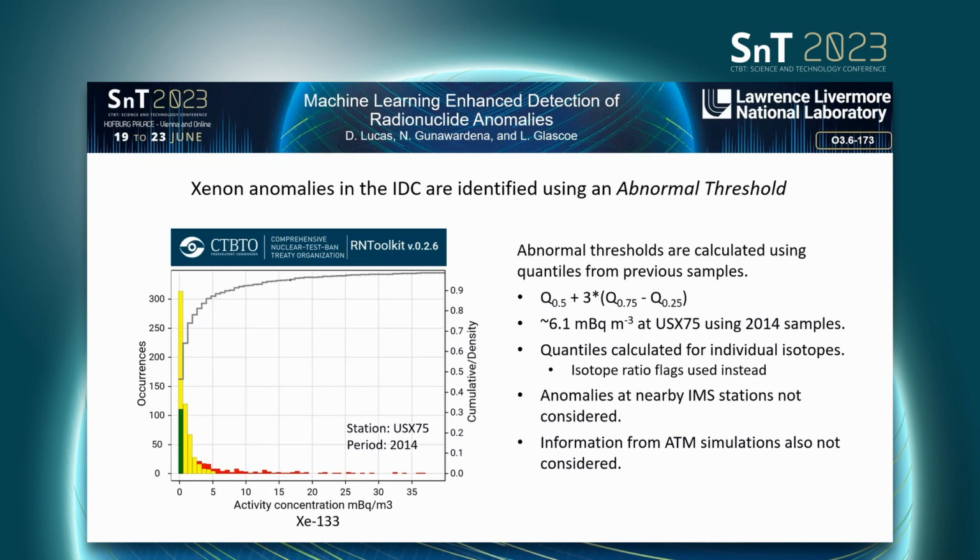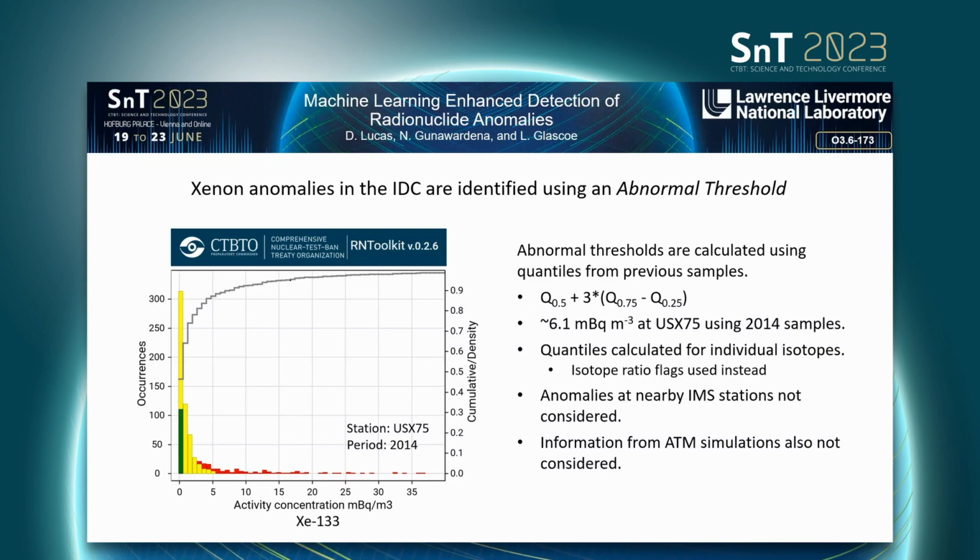And so if the value is above there, it's deemed to be an anomaly. And for the data that I just showed you, it corresponds to a value of about 6.1 millibecquerel per meter cubed. Now, a couple of things to keep in mind. This is an easy algorithm to run, a simple formula, but it's applied to a single isotope, not pairs of isotopes, not collections from different stations, and it doesn't consider atmospheric models like the movie I just showed you.